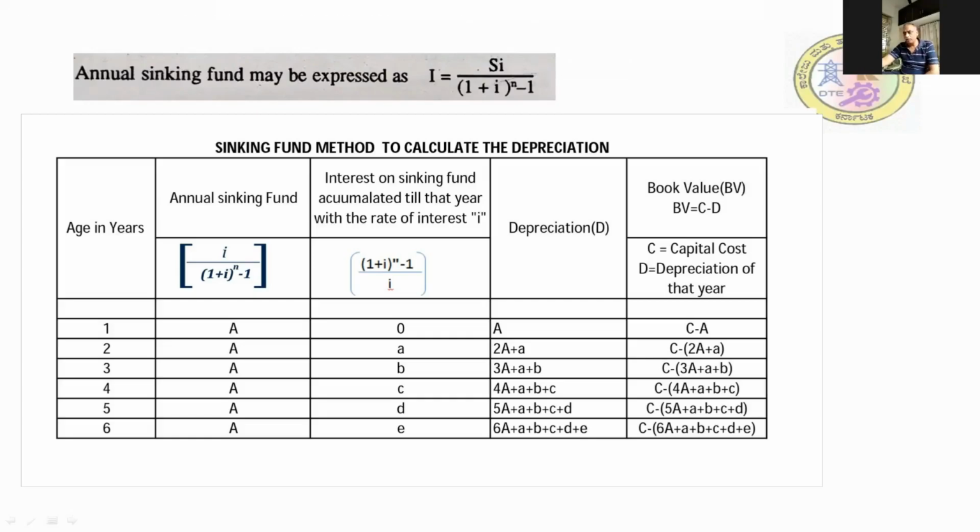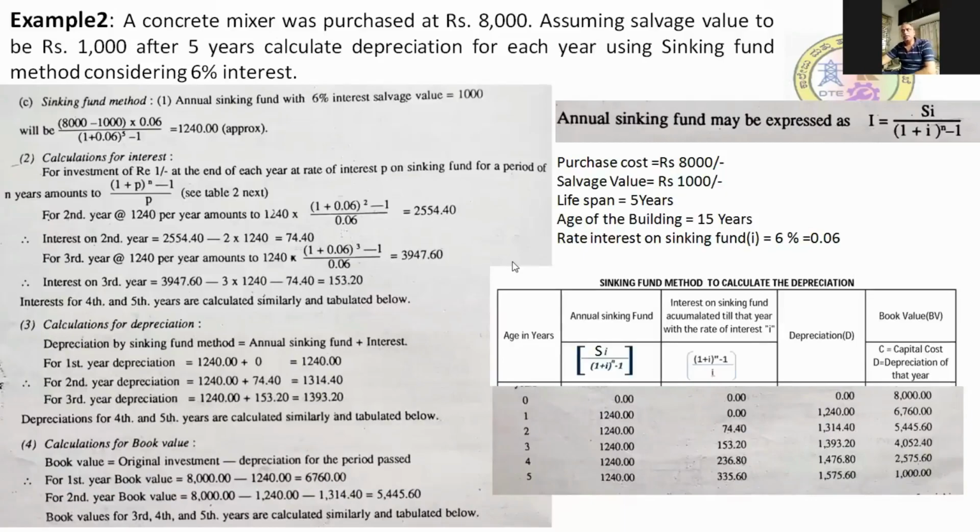So, a concrete mixer was purchased at rupees 8,000, assuming the salvage value to be rupees 1,000 after 5 years. Calculate the depreciation for each year using the sinking fund method, considering 6% interest.